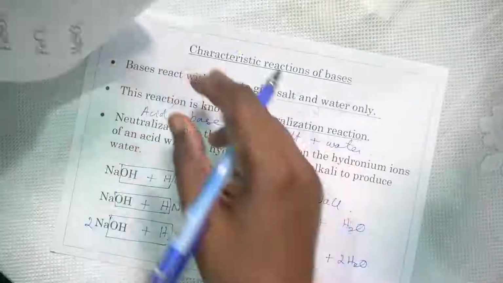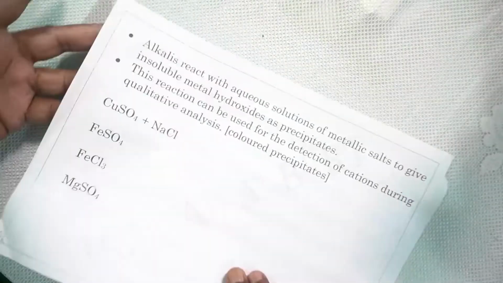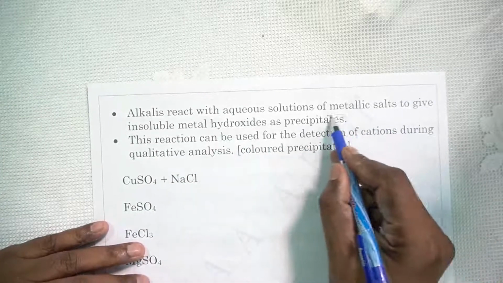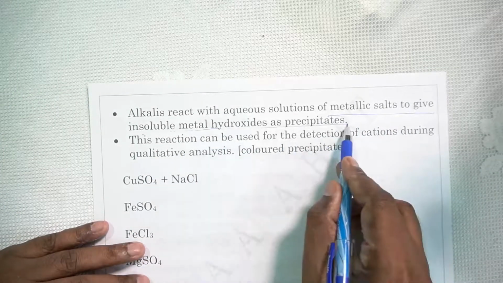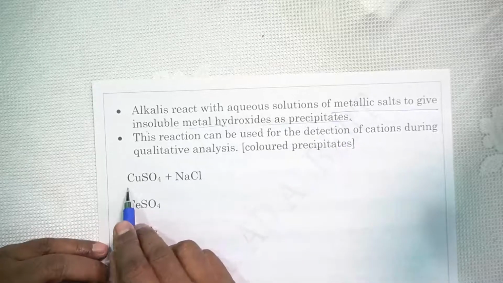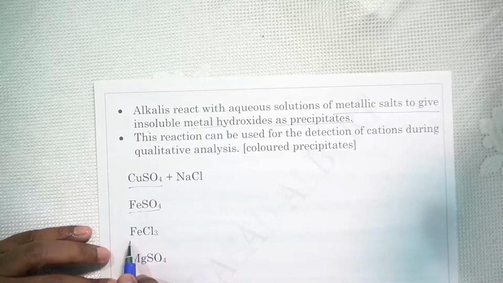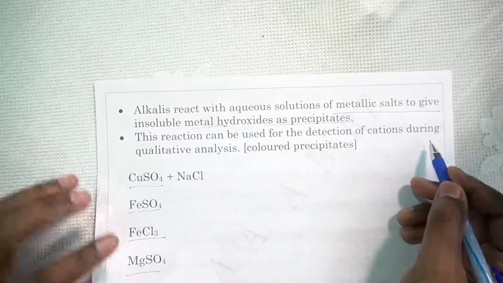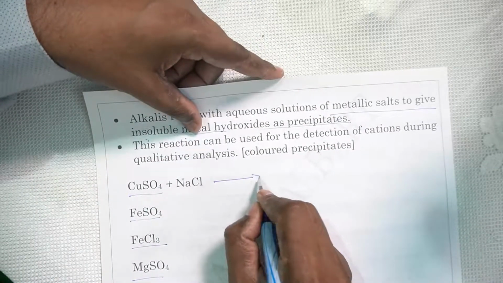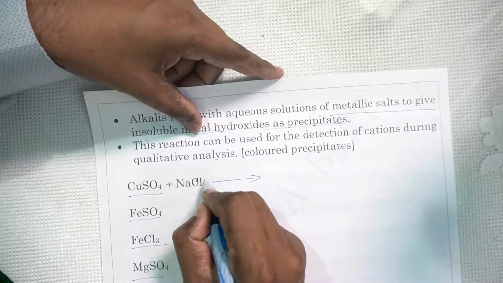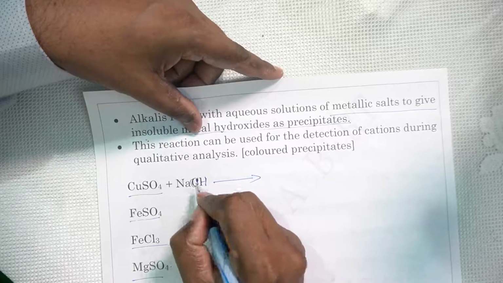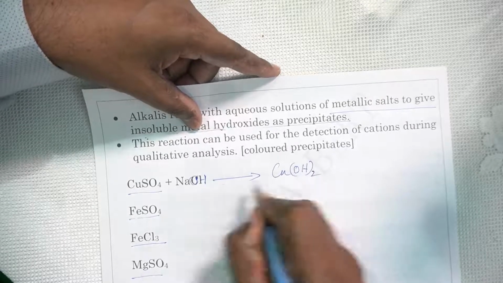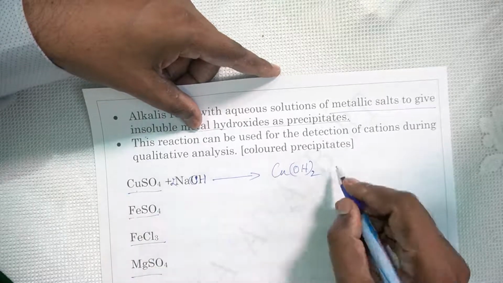Okay. Now, the next reaction is alkalis react with aqueous solutions of metallic salts to form insoluble metal hydroxide precipitate. Metallic salts, we have copper sulfate, ferrous sulfate, ferric chloride and magnesium sulfate. Now this reaction is used for detection of cations. If you take NaOH, sodium hydroxide, alkali is taken, with CuSO4, 2 NaOH because it will be divalent metal.